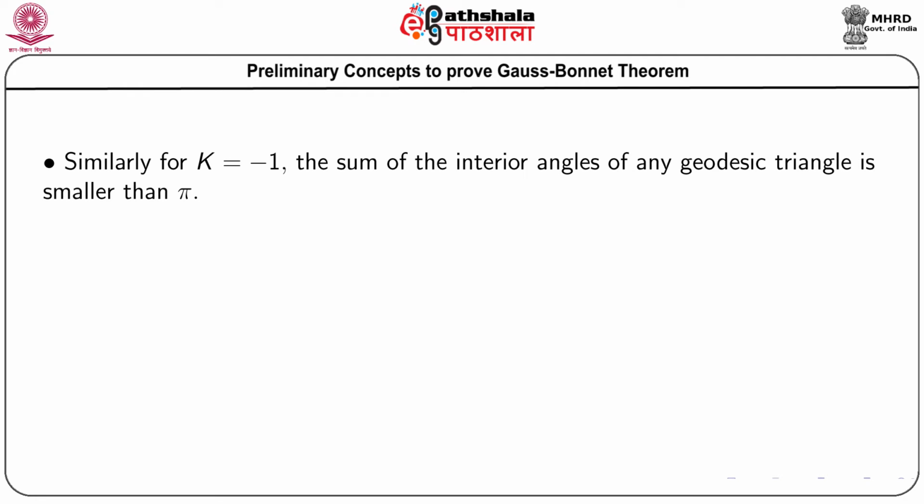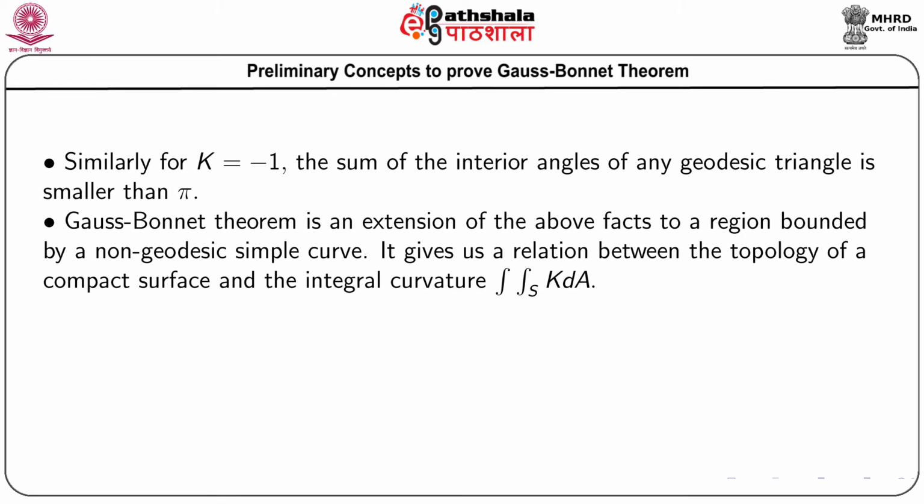Similarly, for K equal to minus 1, the sum of the interior angles of any geodesic triangle is smaller than pi. For hyperbolic types of surfaces where K equals minus 1, the sum of the interior angles of any geodesic triangle is less than pi. So, the Gauss-Bonnet theorem is an extension of the above facts to a region bounded by a non-geodesic simple curve. This portion is actually the work of Bonnet given in 1848.